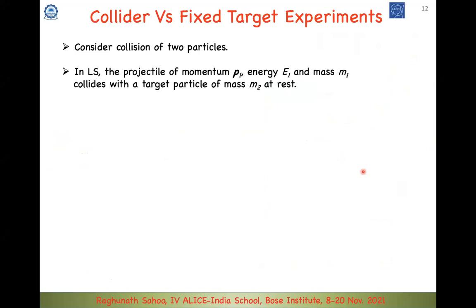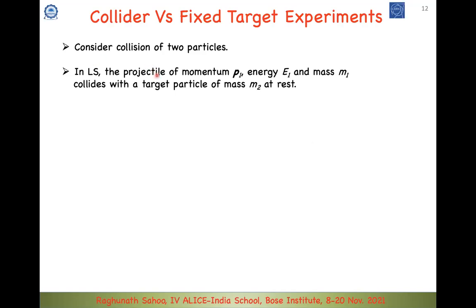Now let's derive the formula for collider versus fixed target experiments, because you may need those formulae when you plot some observable as a function of center of mass energy. In fixed target experiments they talk about beam energy, and in modern experiments like STAR and ALICE you talk about center of mass energy. So this conversion formula will be important, and I am going to apply the same 4-momentum concept to get it.